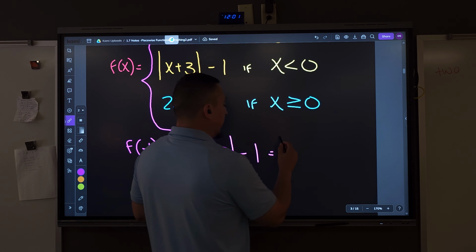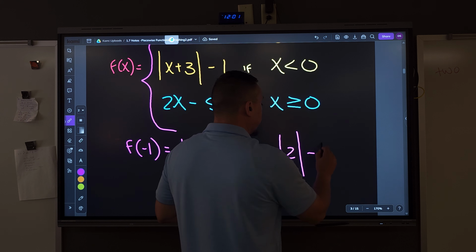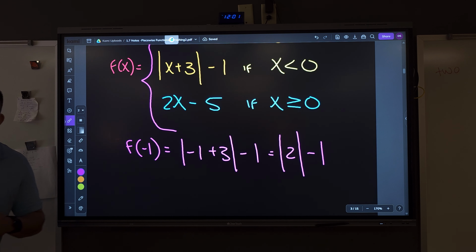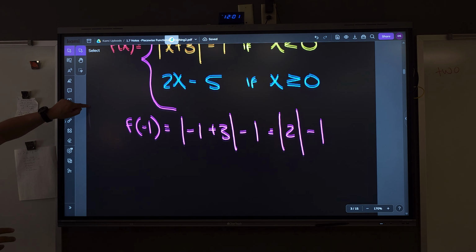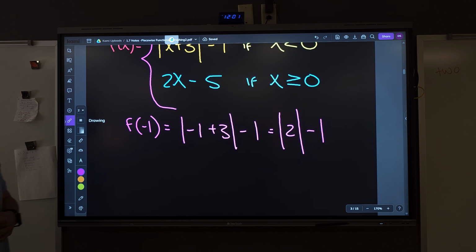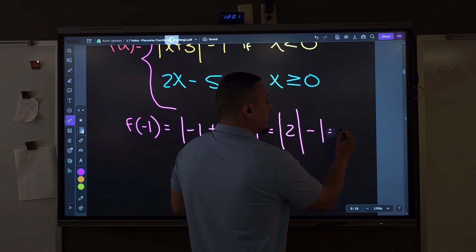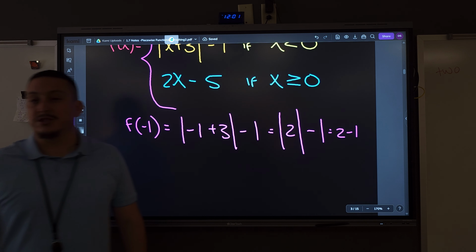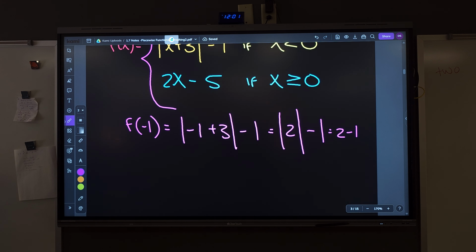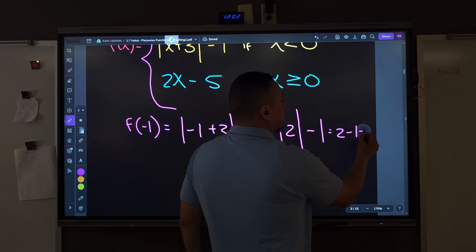And so if I add those two, that's just 2. We haven't gone over absolute value together, but all you do is the absolute value of a number just turns it positive. So if it's already positive, it just stays positive. So it's just a 2. Had it been a -2, it would have turned into a positive 2. And so 2 minus 1 is just 1.